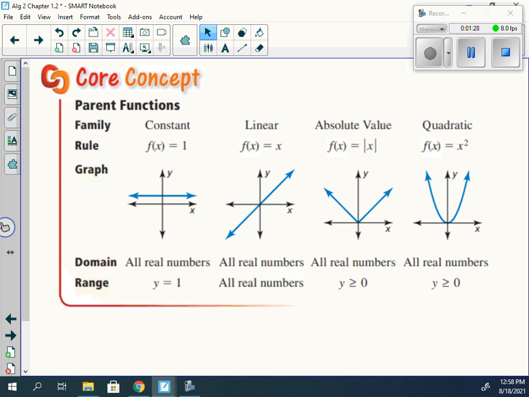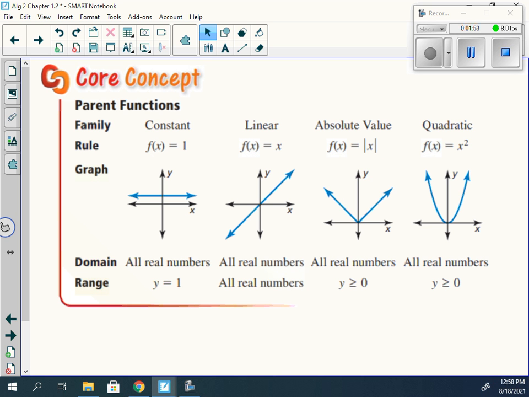Now, the reason we call these the parent functions is because they are the most basic version of each graph. And we also call them parent functions because every graph of that type will look similar to it. Kind of like with our parents, we look similar to our parents, either one side or the other, whether we like it or not. But it ends up we have the same traits.